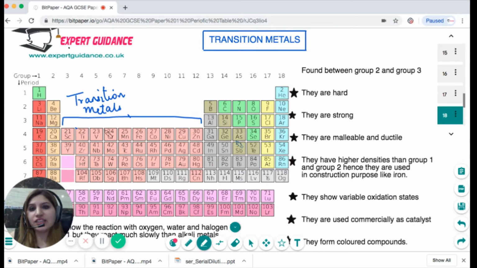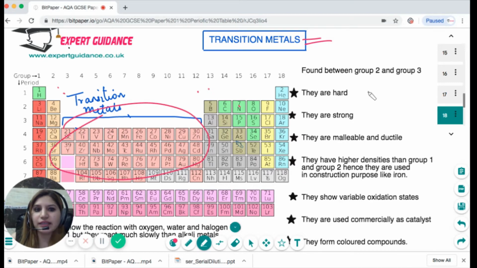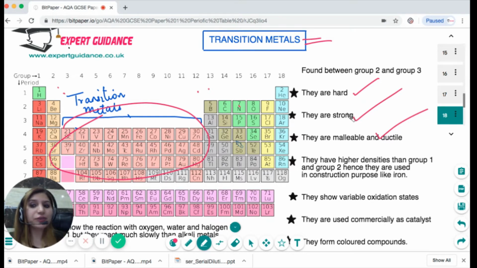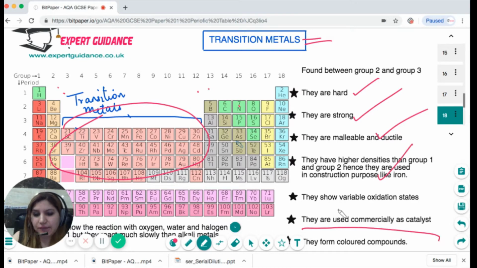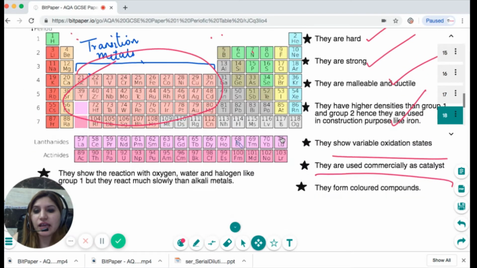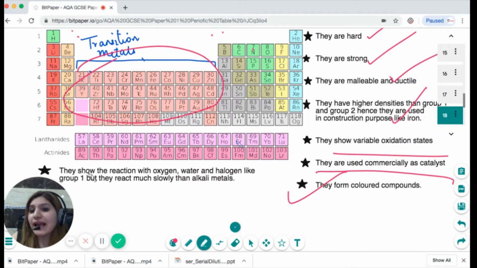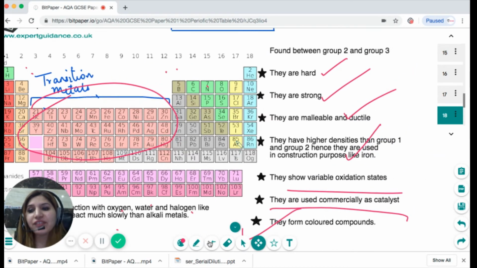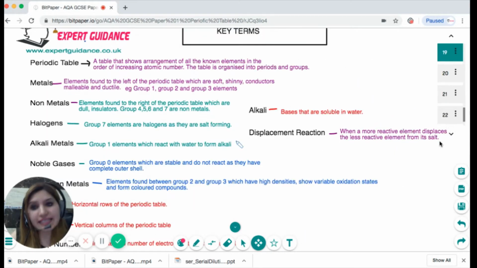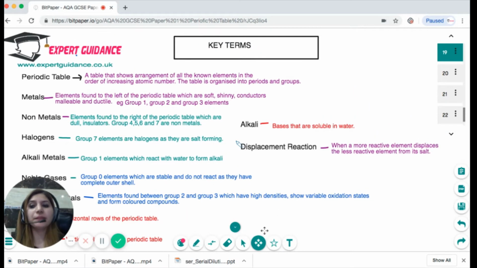Okay, now let's do the last topic, transition metals, which is a chemistry only topic. Transition elements are found between group 2 and 3. So this block is the transition metals. They are hard, they are strong, they are malleable and ductile. They have higher density than group 1 and group 2. Therefore, iron, which you have seen, and copper are used for construction purposes. They are used commercially as catalysts. They show variable oxidation states. They form colored compounds, okay? And they show reactions with oxygen, water, and halogens like group 1, but they react slowly, so they do not corrode easily, okay? So I hope the periodic table is clear to you.